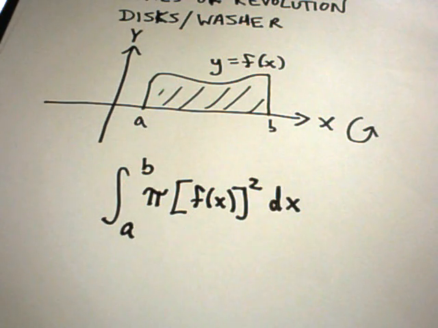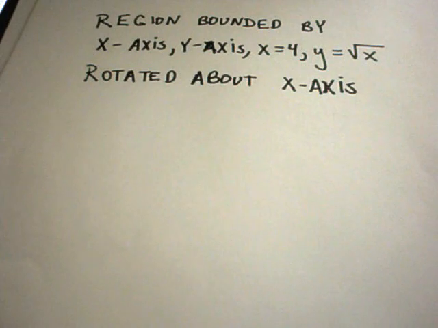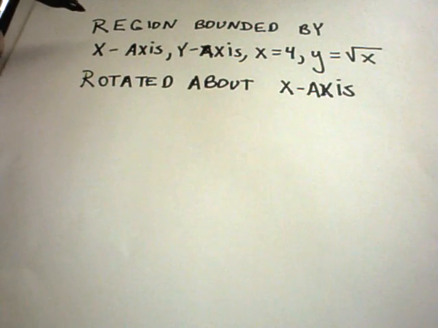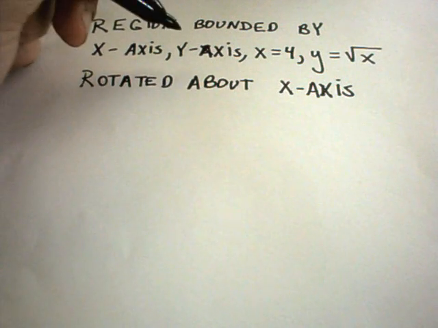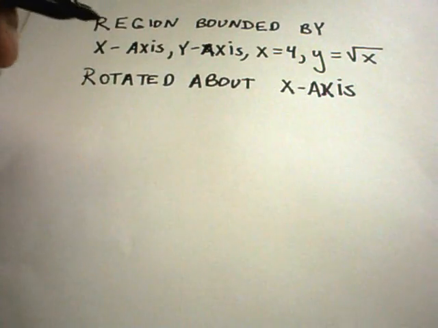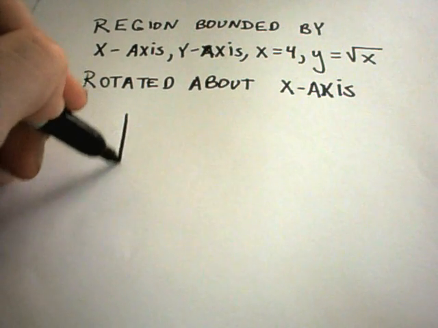So let's do a specific example, again remembering this formula because that's going to be important. Usually you'll have a problem stated somehow like this at the beginning. They'll say find the region bounded by maybe the x-axis, the y-axis, the line x equals 4 and y equals square root of x, and then they'll tell you some region to rotate it about.